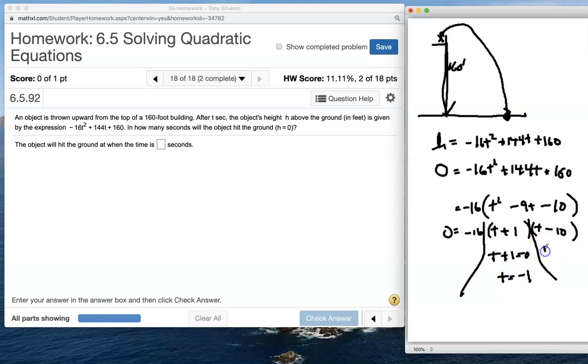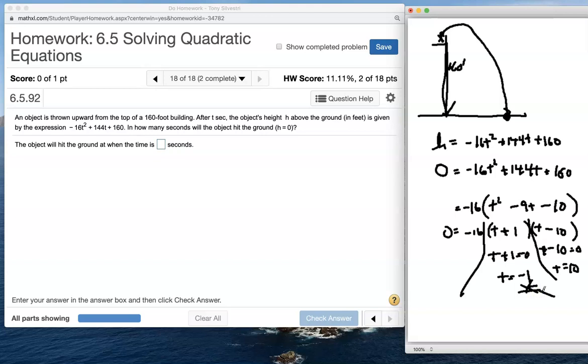And this factor here is t minus 10 equals 0. So when we add 10, we get t is equal to 10. Don't use this. Don't use that. That's wrong.